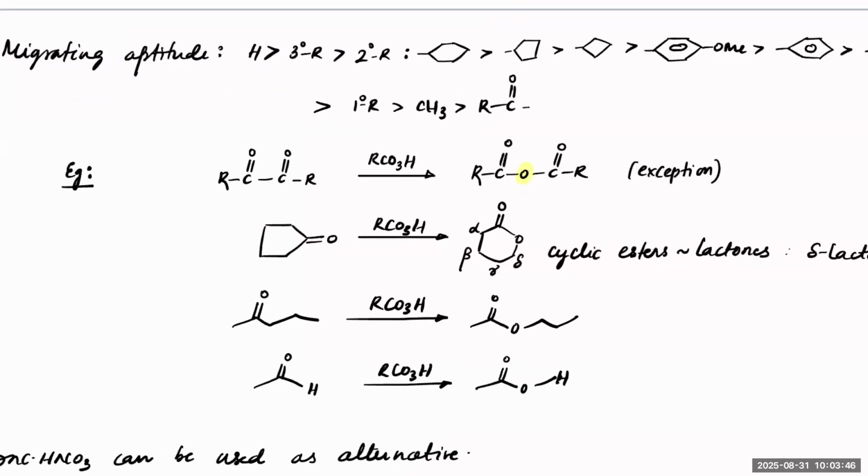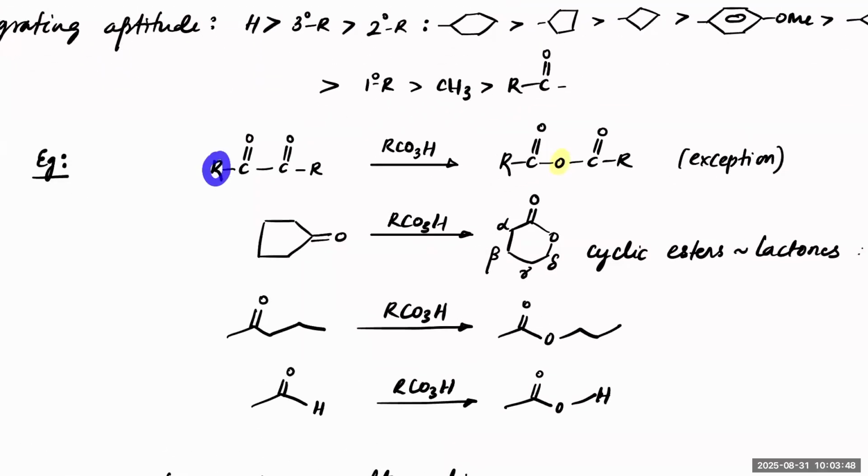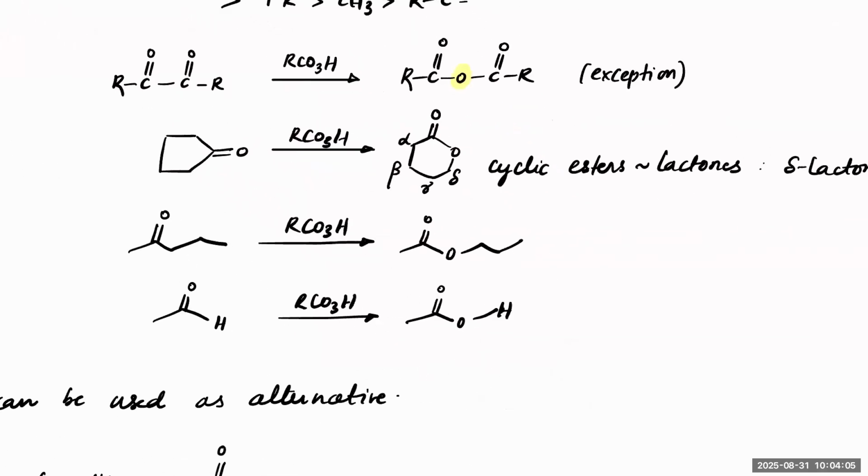Now if ketones are present with R group on both sides, in that case, if two ketones are present within the molecule, only the insertion will take place and O will migrate here. This is an exception, remember it. So you will get anhydride instead of an ester. Now here this is a ketone. You react with any acid. Because both sides are the same, whichever direction you insert the oxygen, you will get a 6-membered cyclic ester.